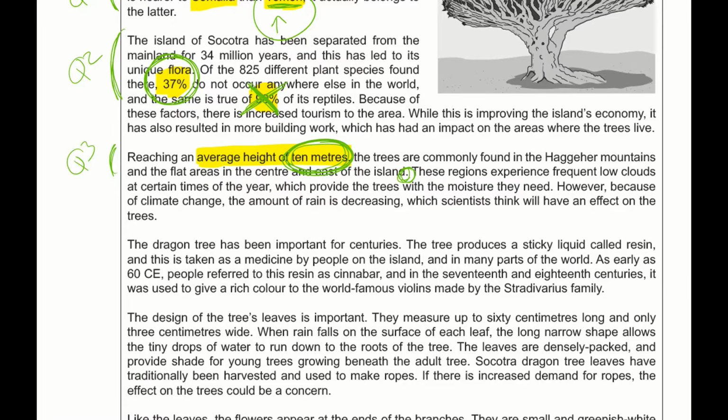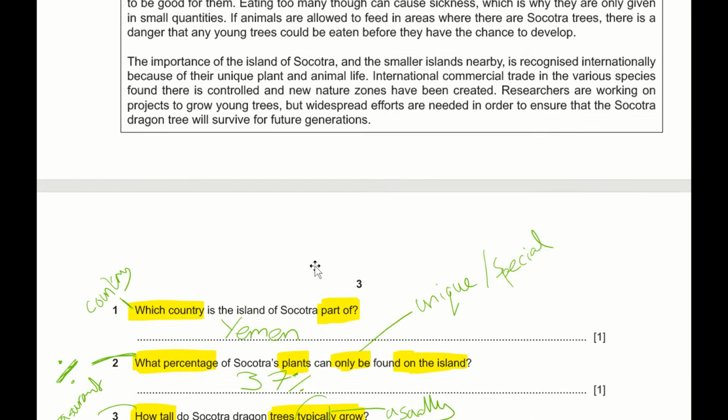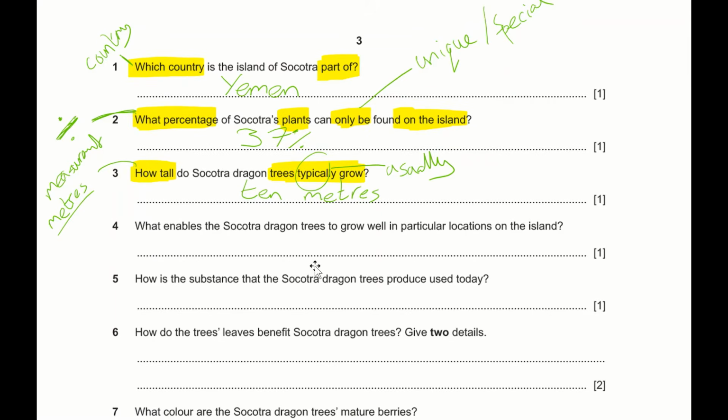And we're going to go into question number 4. You can see it's the same technique every single time. Read the question, highlight the keywords, try to make an educated guess as to what the answer may be. Question number 4, what enables the dragon trees to grow well in particular locations on the island? So what enables the trees to grow well in specific locations? What helps them to grow well?